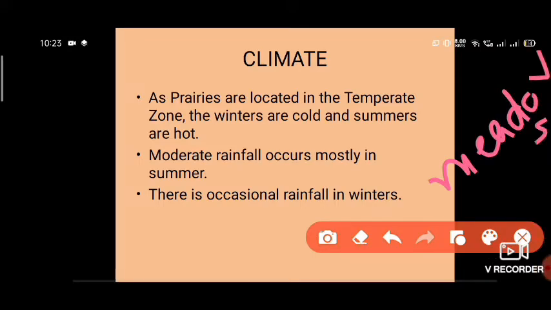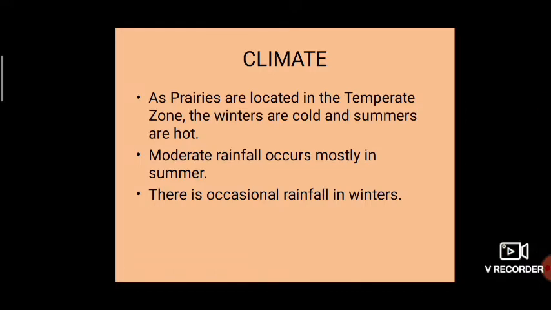Meadows. Meadows means grassland. The word prairies comes from a French word meaning meadows. Now let us talk about the climate.